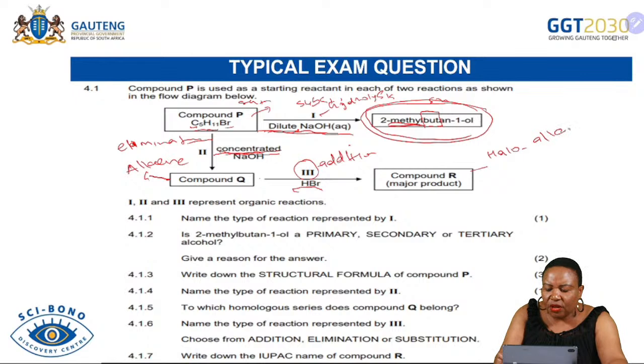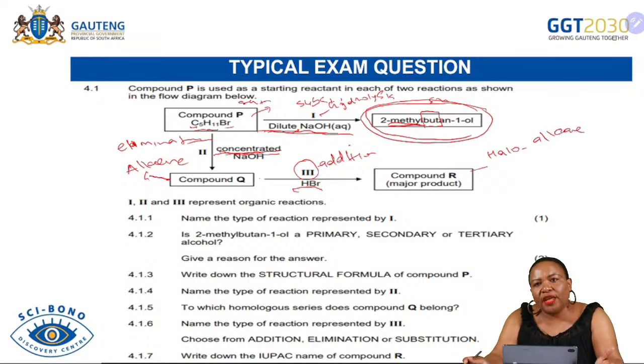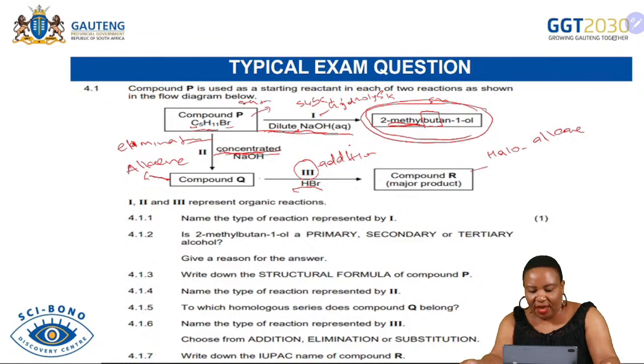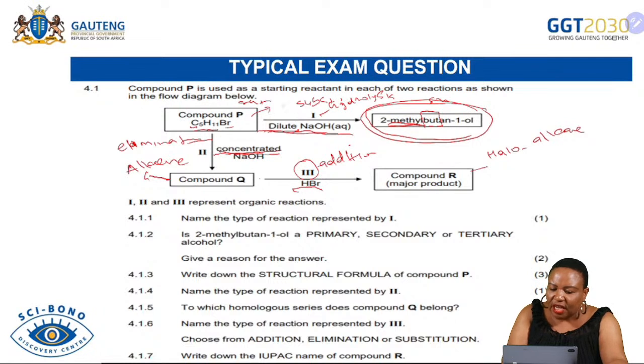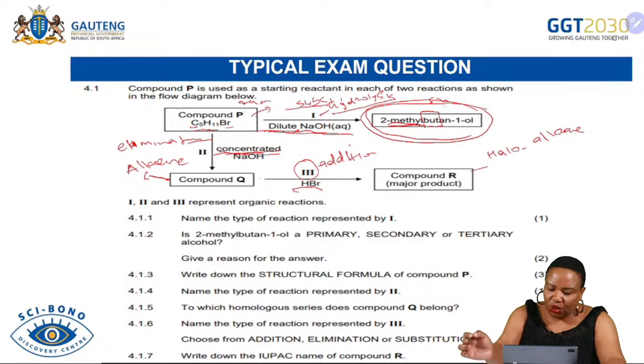So I haven't looked at any question on the exam, but I've just looked at what I'm given and what information I have in terms of these reactions, what they are coming from and where they are going. Now, reactions 1, 2, and 3 represent organic reactions. Name the type of reaction represented by reaction 1. Reaction 1, we have identified it as a substitution reaction or hydrolysis, because it's from saturated to saturated.